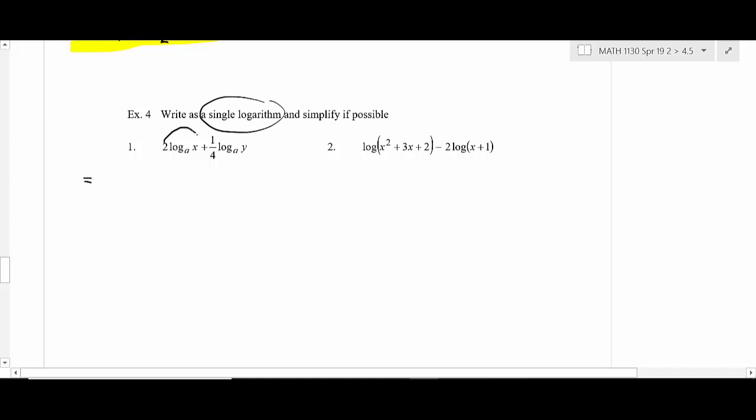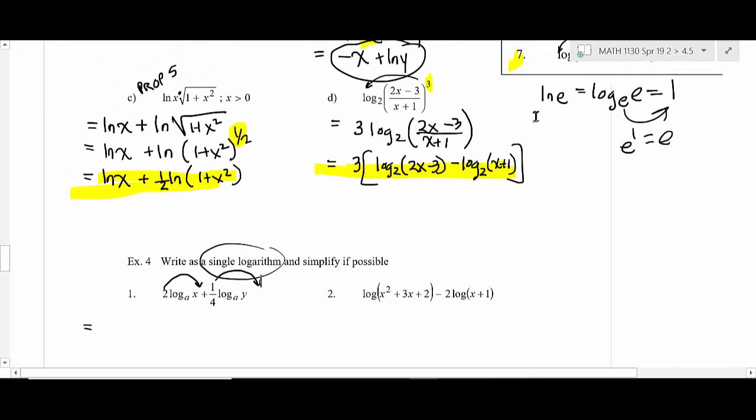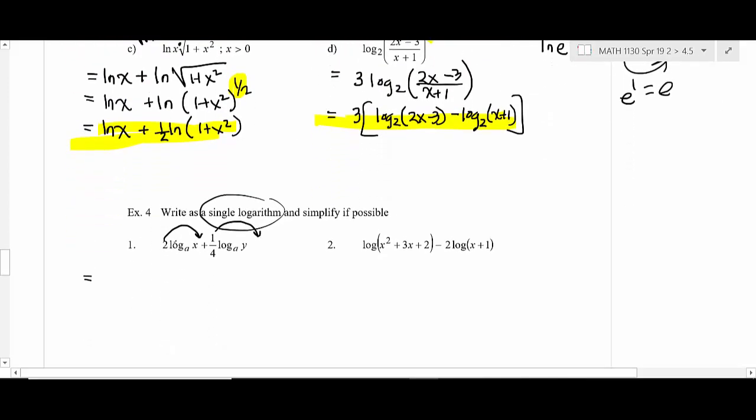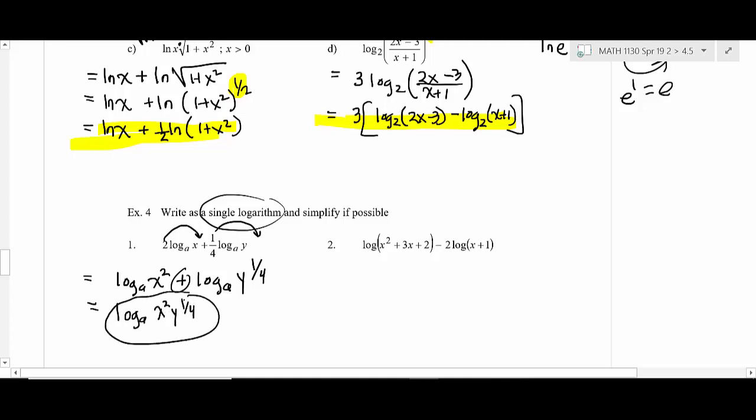So anytime you have a number in front of a log, that comes back and becomes the exponent. That's using property number 7 in reverse. So you would start by saying log base a of x to the second plus log base a of y to the 1/4, like that. Then you can write this as a product of the two. Since it's a sum, you write this as log base a of x squared y to the 1/4. So you're doing in reverse what we did on the last problems. That's the idea.